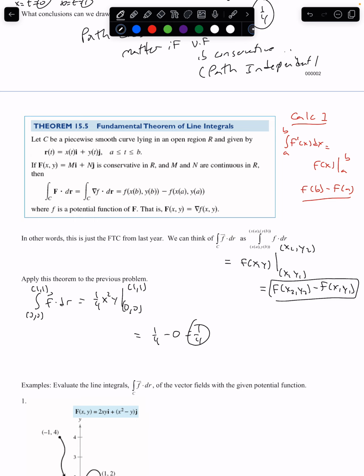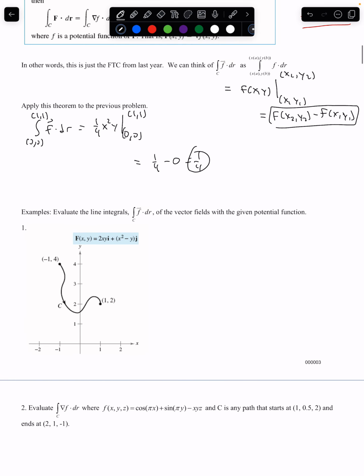So let's apply it. Example number 1 here. Evaluate the following line integrals of a vector field with the given potential function. So again, we are given a vector field and this path. Now notice we don't know the equation of this path. So what I want to do is see if this is conservative, because if it's conservative, then I really don't worry about the path.